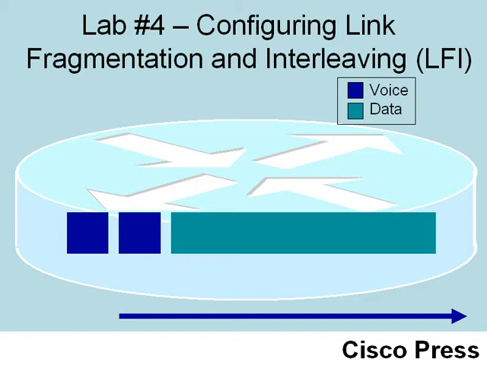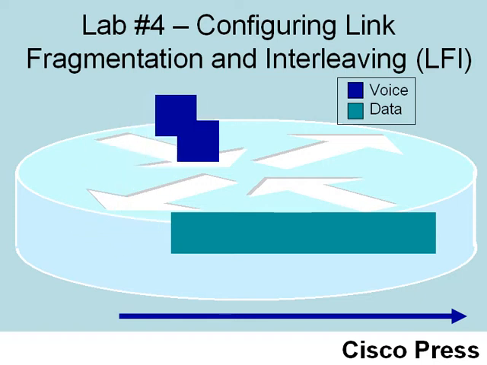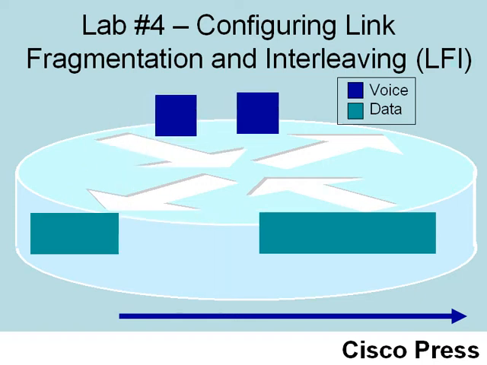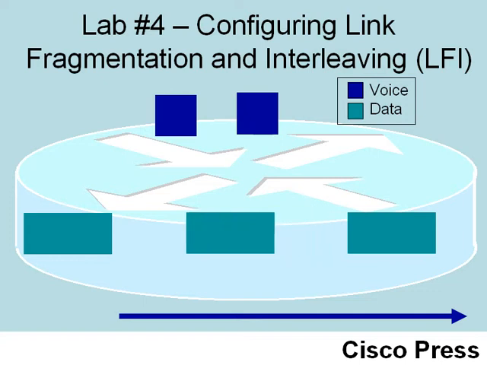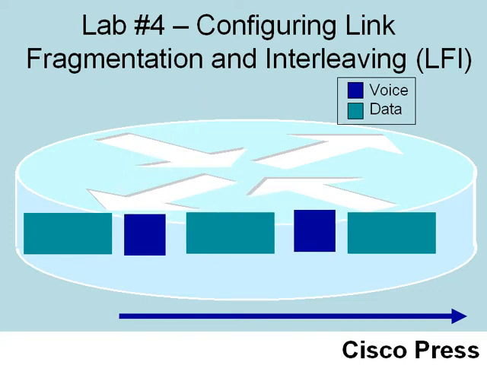What could happen in this situation is that it takes so long for that big data frame to get out of the interface that the voice frames are delayed. And this delay is called serialization delay. How long does it take this data frame to be transmitted out of the serial interface? A fix for this is to take the data frame and fragment it, literally break it into different frames, and then, like we're shuffling a deck of cards, we shuffle in the voice frames in amongst the now fragmented data frames. As a result, the voice frames get out of the interface sooner.